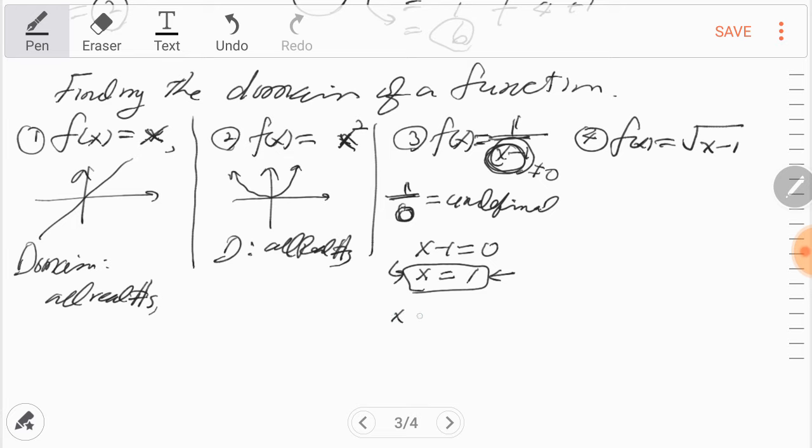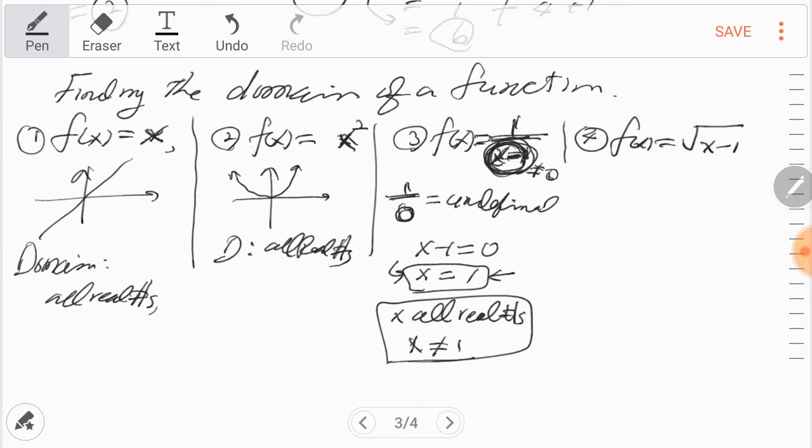x can be all real numbers, but x cannot be equal to 1. There's a restriction. So whenever there is a fraction, make sure to find the x values that make the denominator 0. The domain is all real numbers x except those x values that make the denominator 0.